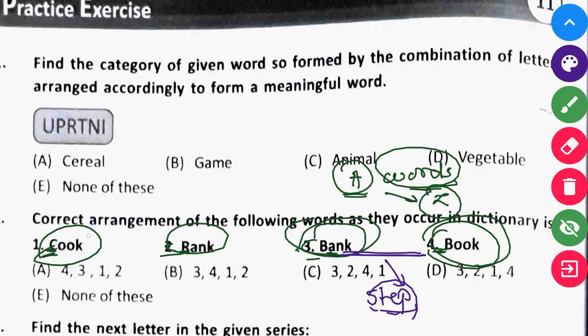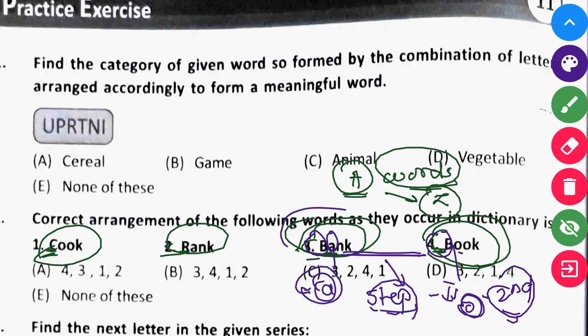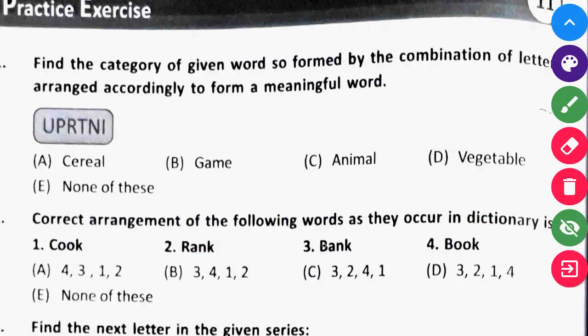Step 1 is to look at the first letter of every word. Step 2 is to look at the second letter of the words which have a common first letter. Bank and book have a common first letter, so we'll see the next letter. In bank it is A and in book it is O. Now think, does A or O come first in the dictionary? Obviously A comes first. So the first word will be bank, then book, then cook, because after A, B, C comes first, then R, and then rank.